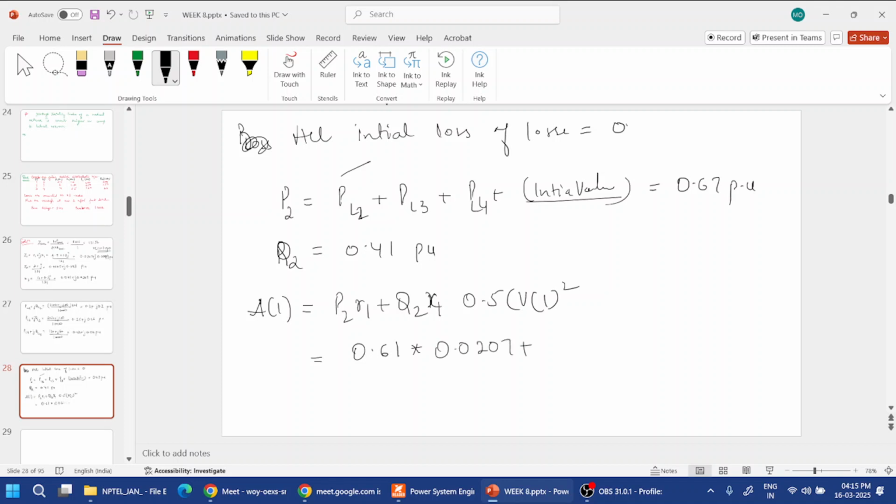0.0207 plus Q2, which we just calculated, 0.41, into X1. What is X1? 0.0099 minus 0.5, V1 is 1. If we calculate it, it comes out to be minus 0.482. This is A1.